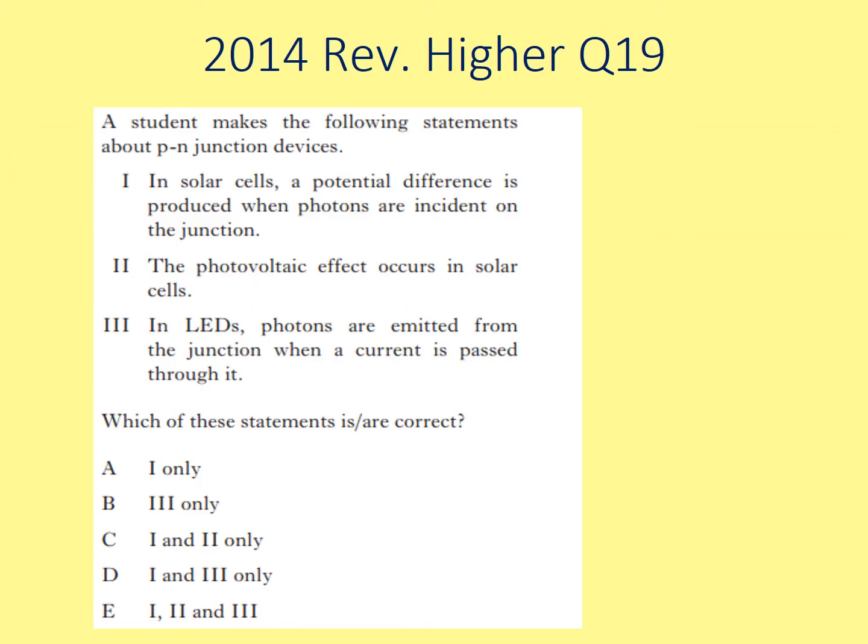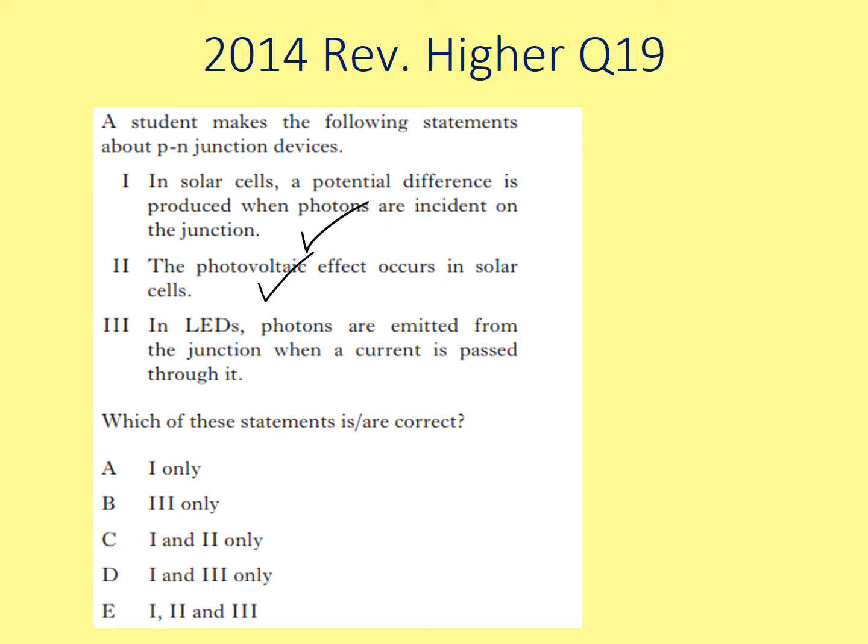2014 revised higher question 19. Again, we have 3 statements, and we need to say which of these statements are true. Statement 1. In solar cells, a potential difference is produced when photons are incident on the junction. True. The photovoltaic effect occurs in solar cells. True, we saw that in a previous question.